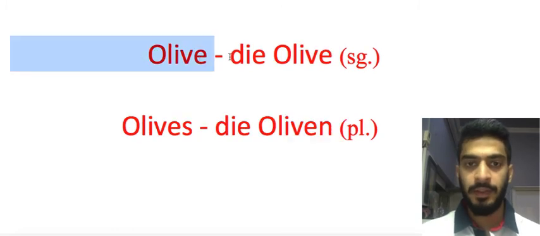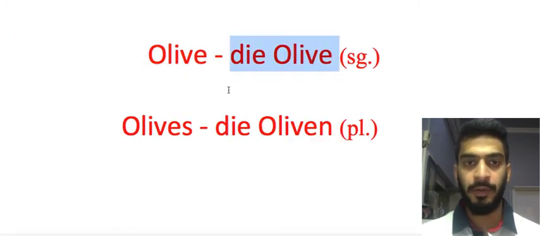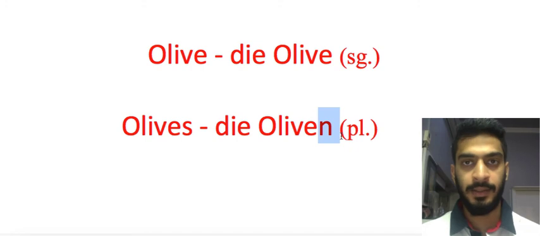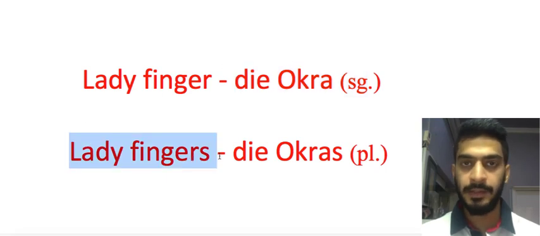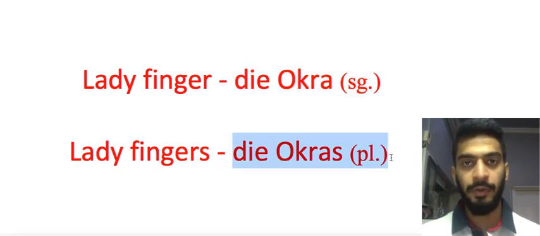Olive, die Olive, singular form. Olives, die Oliven, plural form. We have extra N at the last, die Oliven. Ladyfinger, die Okra, singular form. Ladyfingers, die Okras, plural form.